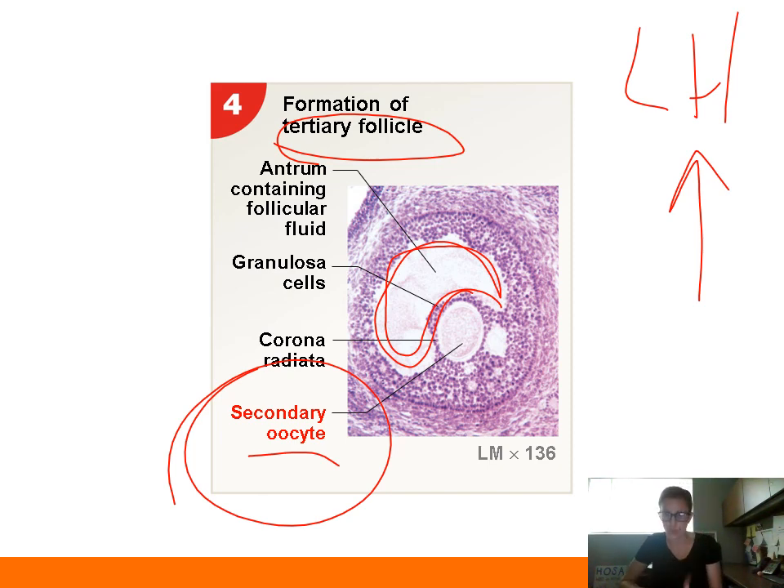On day 14 of a 28-day cycle, the secondary oocyte is going to enter into the antrum and float inside it. So halfway through a 28-day cycle, the secondary oocyte enters into the antrum.